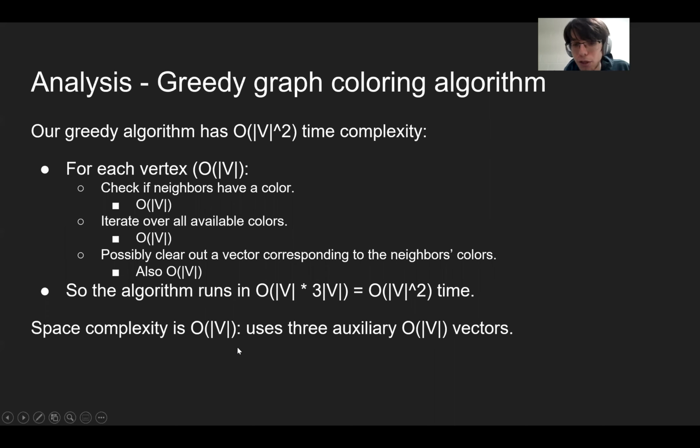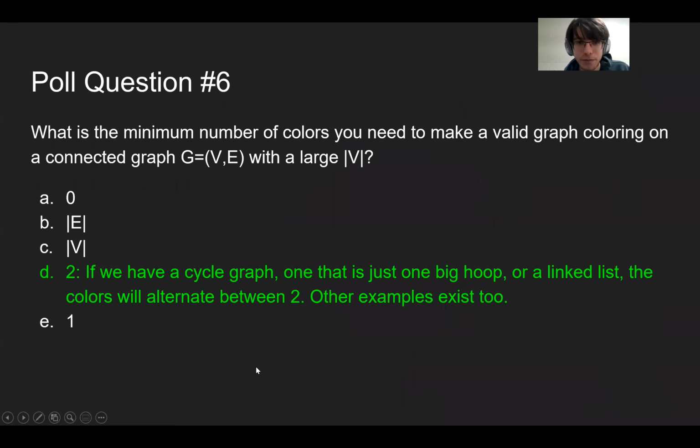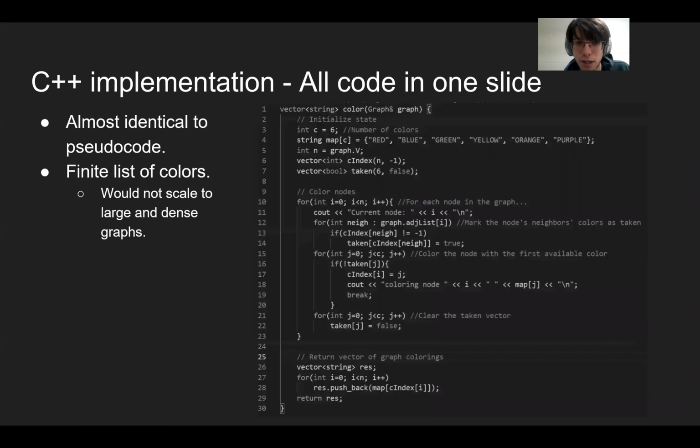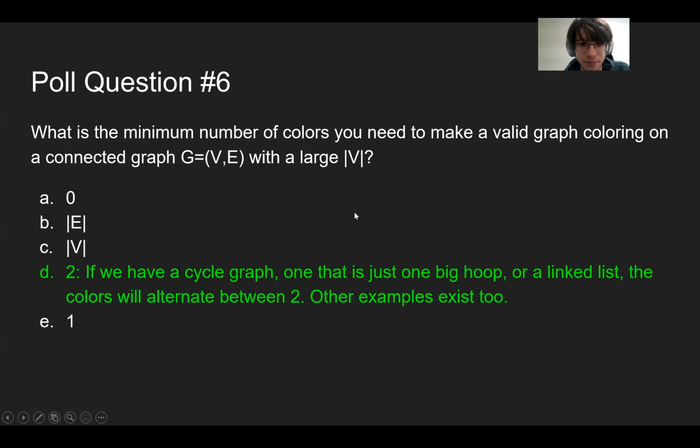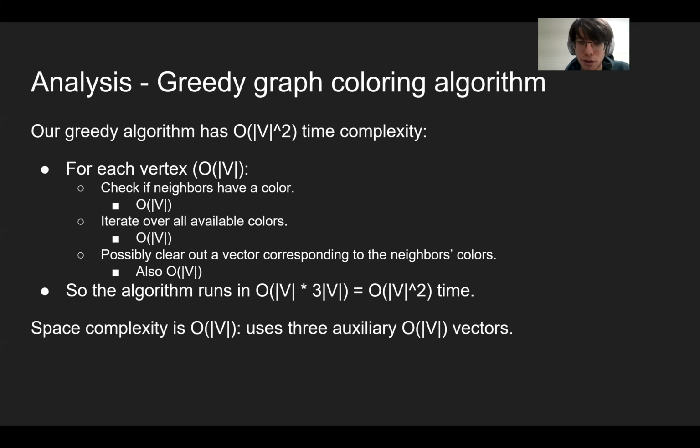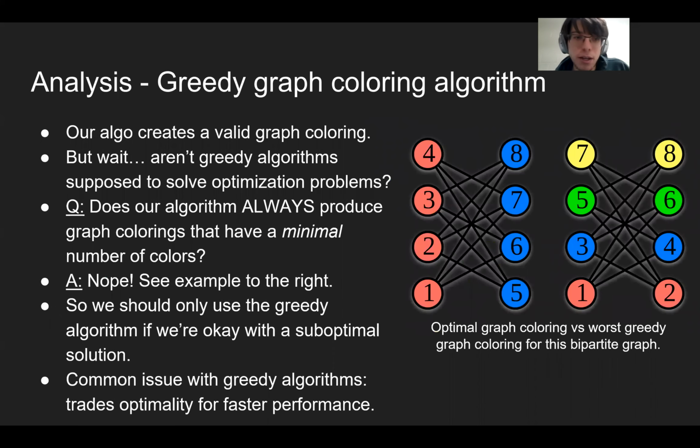And the space complexity is O(V) since we use 3 different arrays. If we go back to the code, even this one, we use 3 different arrays. We use map, index, and taken. And so that's why this is O(V) space.